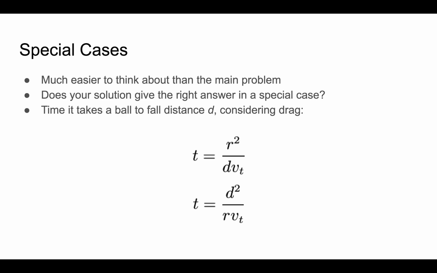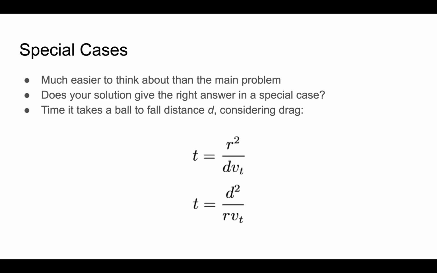Full disclosure, I made up these formulas on the spot as I was writing this lecture. Neither of these formulas are correct. But we're just going to look at them to judge which one of them passes the method of special cases. So two special cases I can think of right now are if the ball is falling a distance of 0, and if the ball is falling an infinite distance.